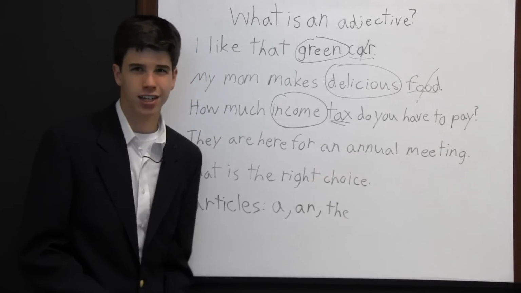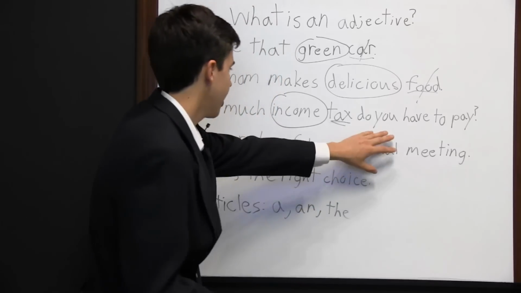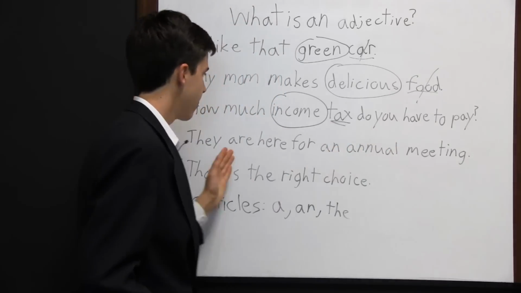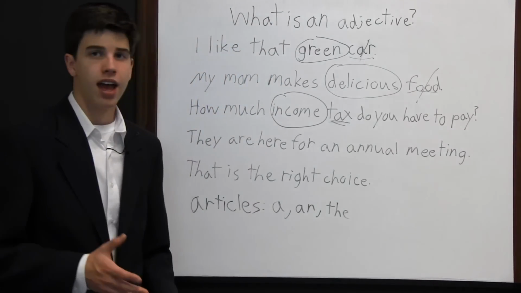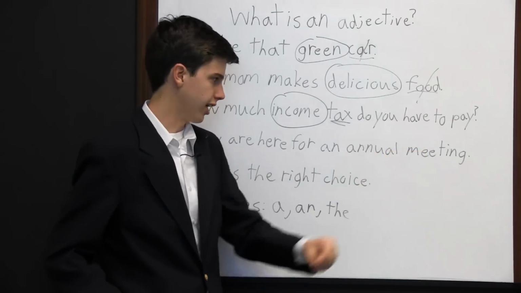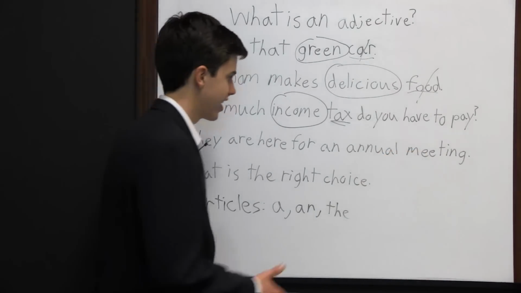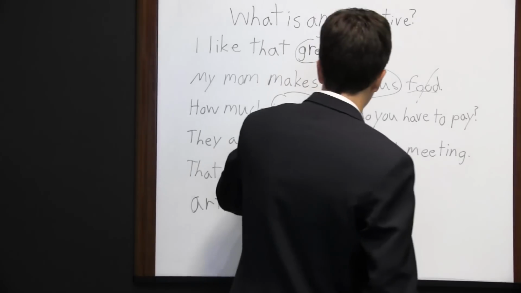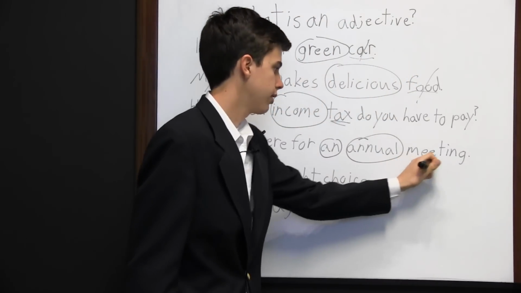Is it describing annual? No, it's describing meeting because we could take annual out and the sentence would say they are here for a meeting. So an must be describing meeting. Well, annual is also describing meeting because how often does this meeting occur? What kind of meeting is this? It's an annual meeting. So an and annual are both adjectives describing meeting.